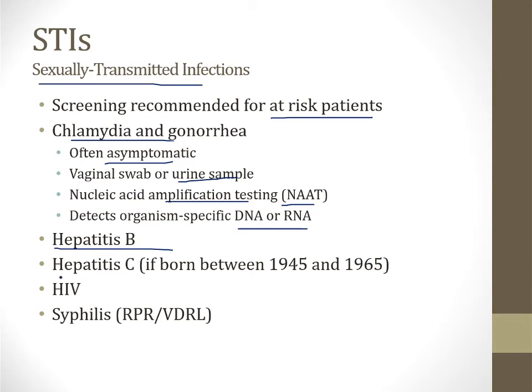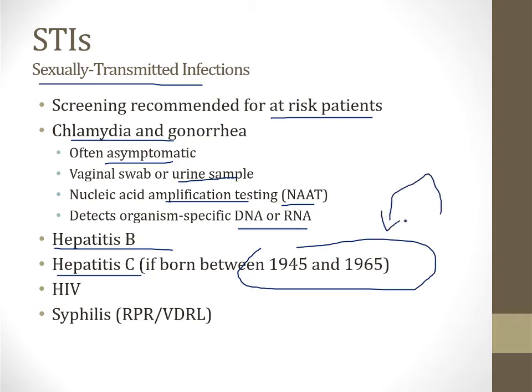We also screen for hepatitis C. Hepatitis C can be sexually transmitted, although it's more often transmitted from dirty needles. In particular, people who were born between 1945 and 1965 are at particularly high risk for hepatitis C. It's interesting, the virus wasn't described and characterized at that point in time, and many people who have hepatitis C were born in that period. They were probably exposed from blood transfusions or in hospitals or during surgical procedures.